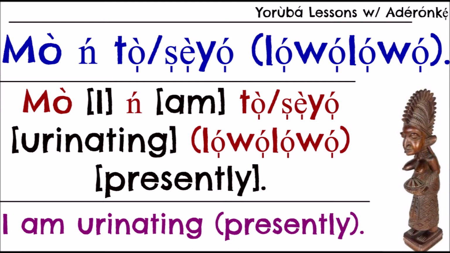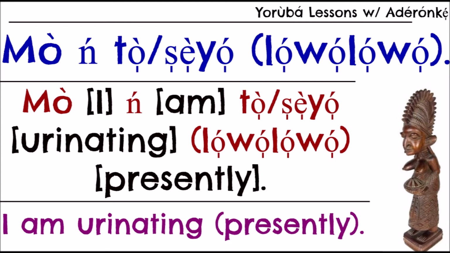You don't have to, if you put it in brackets, good. If you don't put it in brackets, good. It's just to further emphasize that it's something that you're doing presently. Monto lowo, monsheyo lowo. Mo is I in this case. Mm is am. It could be is, it could be whatever English words fit in there. To or sheyo is urinate, right? But you know, it has to make sense.